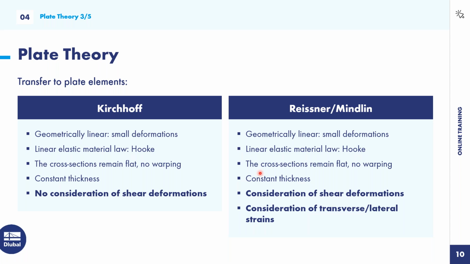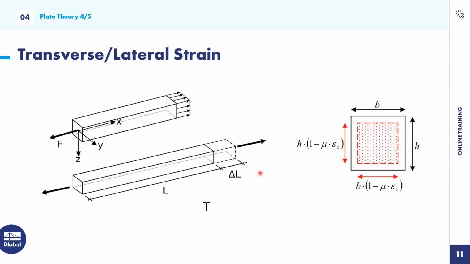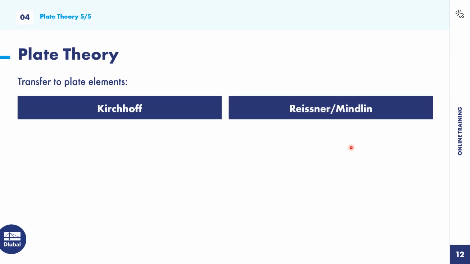What is that last one, the transverse or lateral strain? When I have here this kind of beam and I try to pull this beam with a force, it will get a little bit longer. So that part, the thing where it gets longer, is called delta L. And also the cross section becomes a little bit smaller. Yeah? And this effect is called the transverse or lateral strain. In German, we would say Querdehnungseffekt. So again, as a summary, Kirchhoff on the left side, Reisner-Mindlin on the right side. Kirchhoff is the same as the Bernoulli, and Reisner-Mindlin the same as the Timoshenko beam.